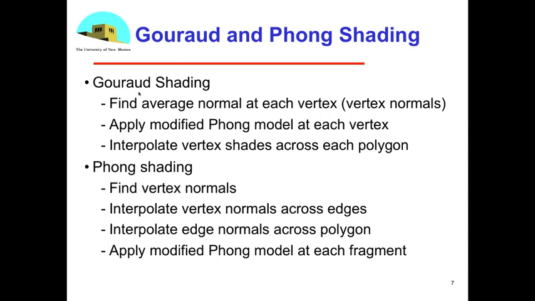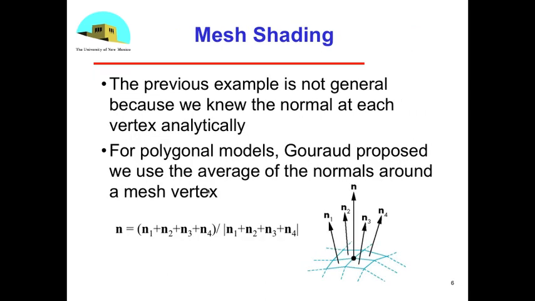So compared to Gouraud shading, Gouraud said, okay, just apply the model at each vertex, and then let the rasterizer interpolate smoothly across them. And that was fine, because that works very well with a pipeline model. Phong said, wait a minute, I can do better than that. What if I find the vertex normals, and then I'm going to interpolate along the edges?